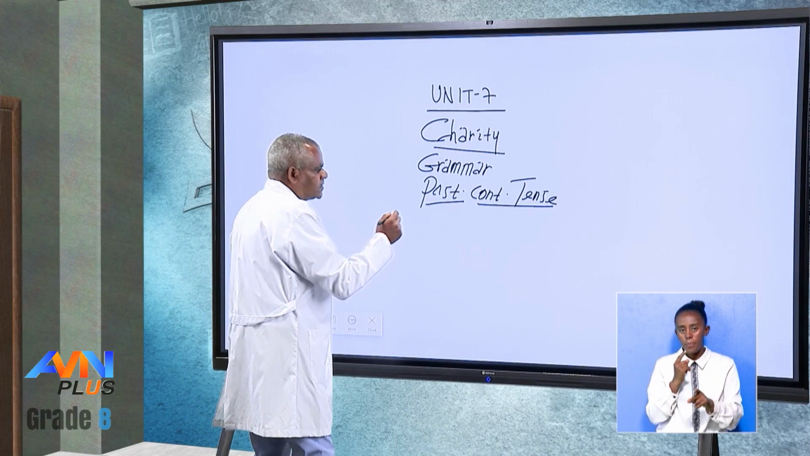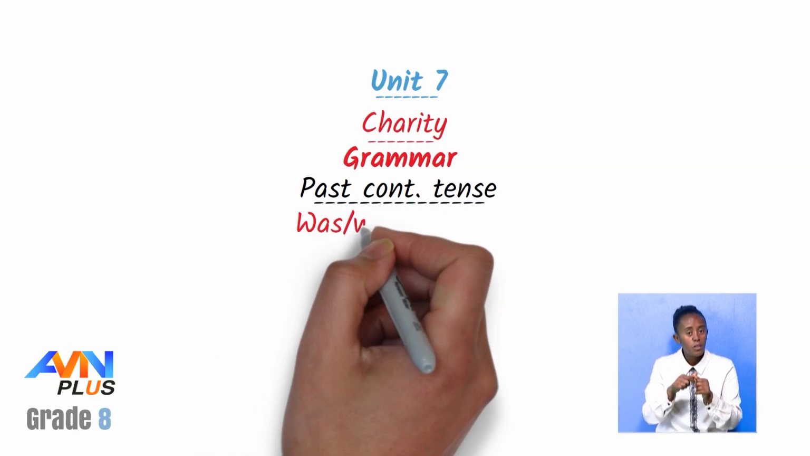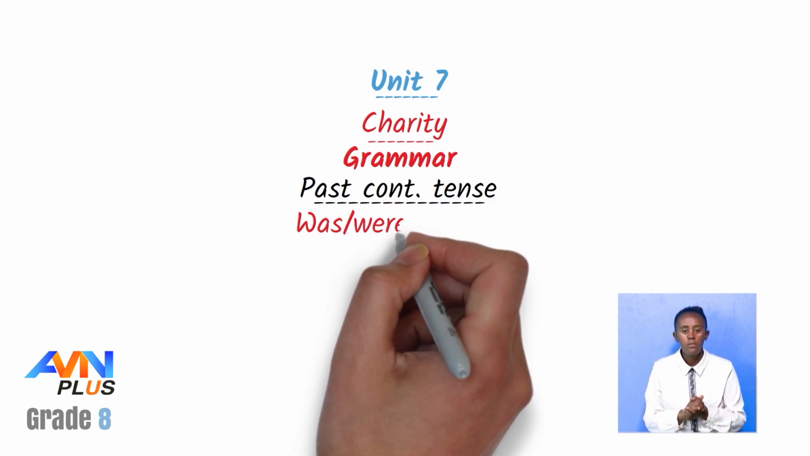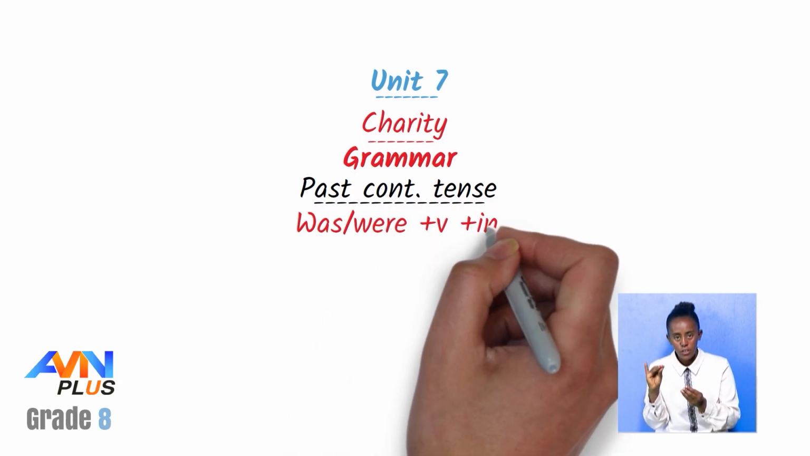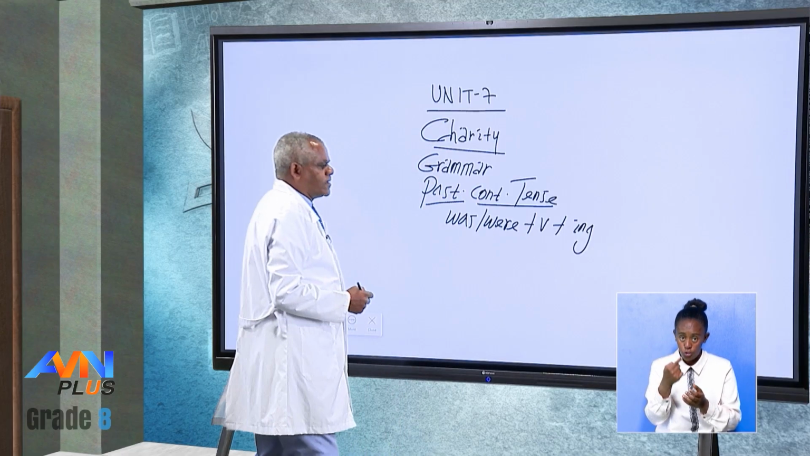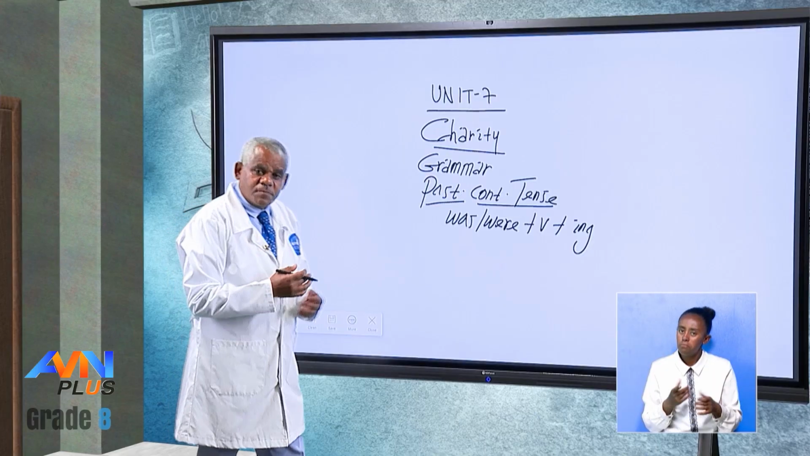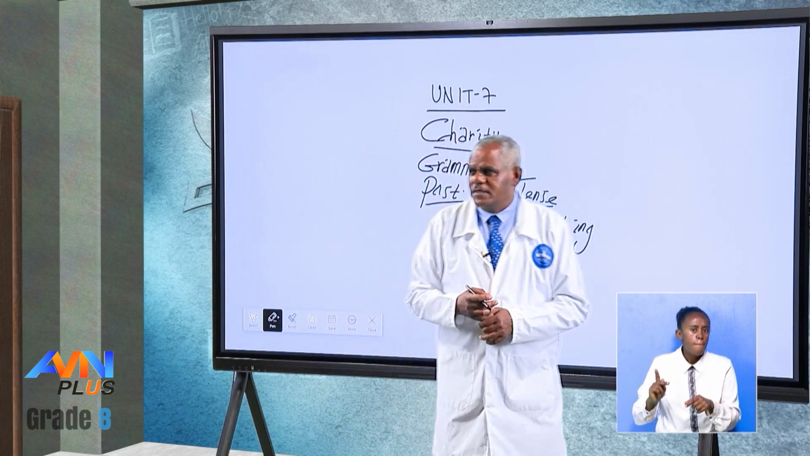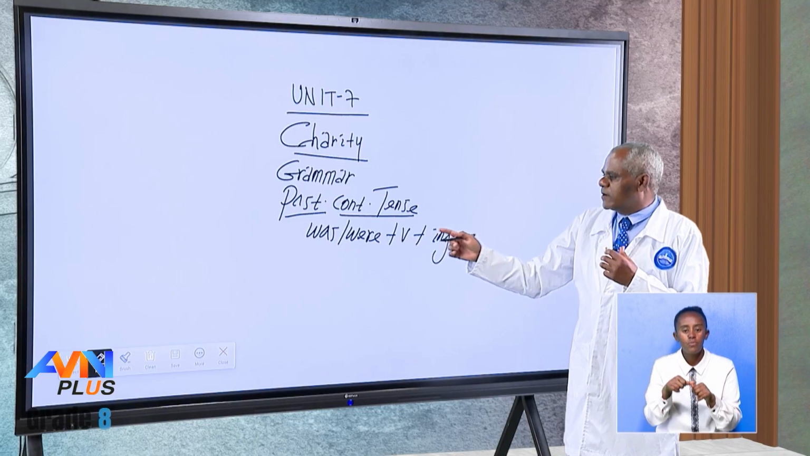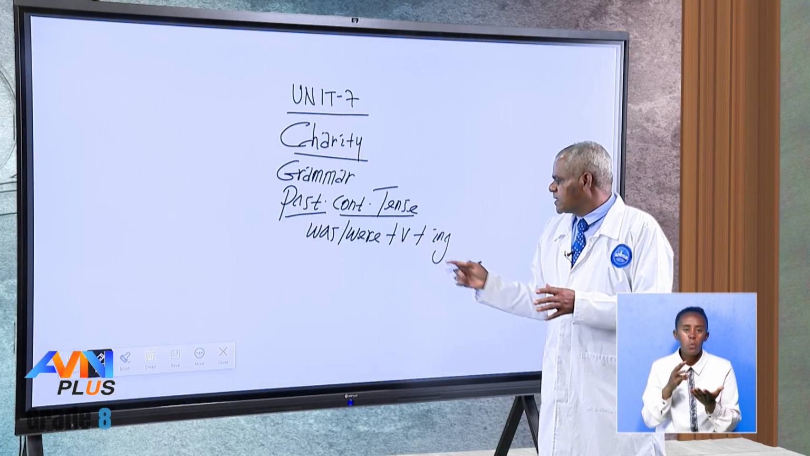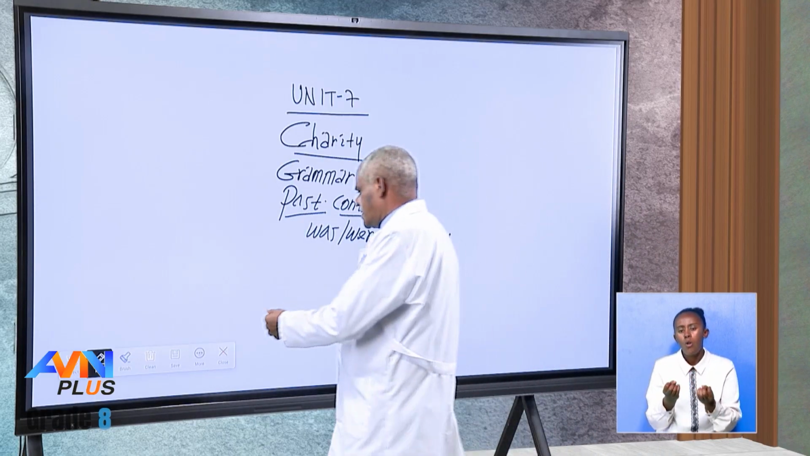In the case of past continuous tense, you have to bear in mind the words was and were, plus a verb in the form of ing. So it becomes past continuous tense. But still, it's talking about the past, right? The other thing you have to bear in mind is was and were plus verb in the form of ing. I'm happy to give you a lot of examples regarding this.